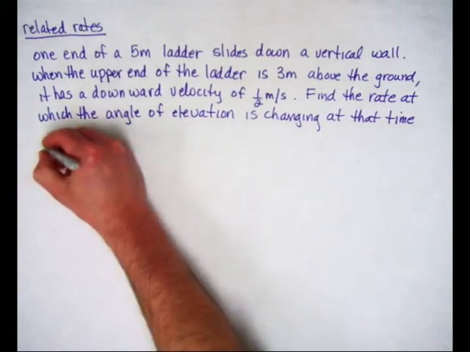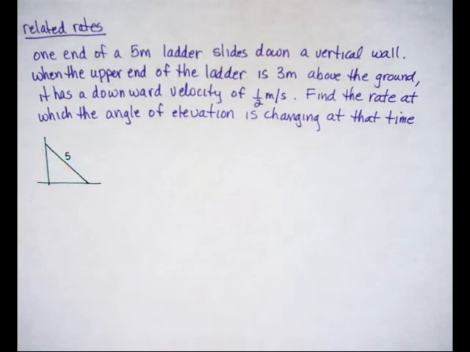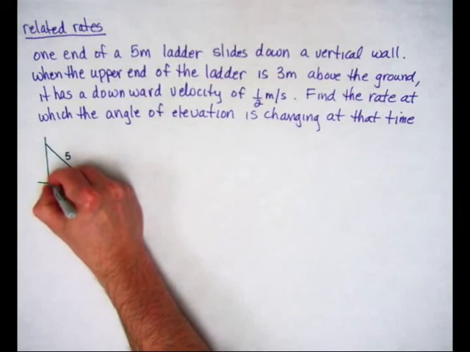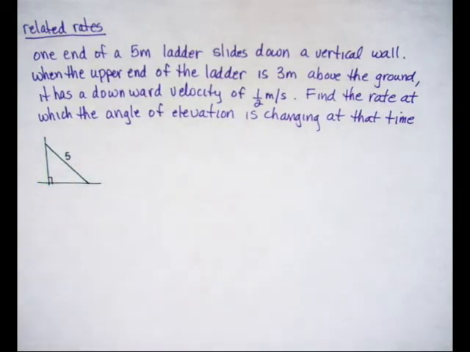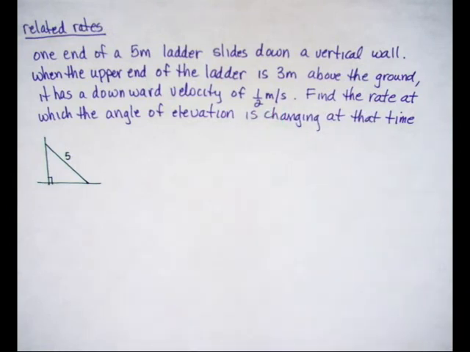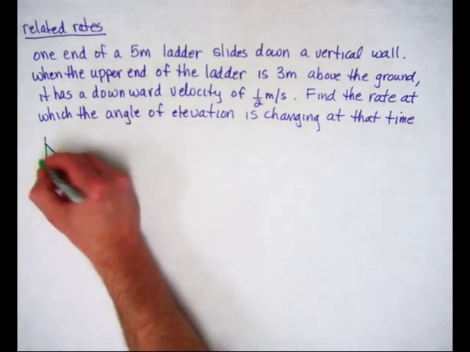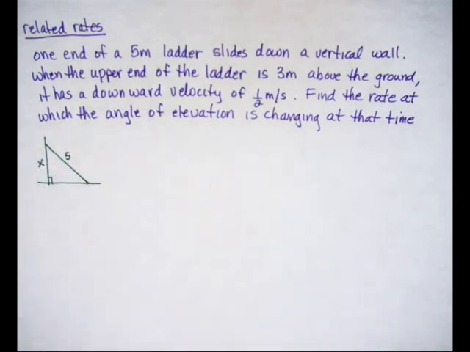We have a ladder leaning against the wall. The ladder is 5 meters long, so the ladder is a constant. We don't need to assign a variable to it. The wall is vertical, so we can assume that this is a right angle. Now, the first thing you do in a related rate problem is you assign variables to things that are changing. As the ladder slides down the wall, we're told how fast that happens. It has a downward velocity of 0.5 meters a second. So this is the top of the ladder. This part of the ladder is sliding down the wall. So this piece right here, the height that the ladder is above the ground, is changing with time.